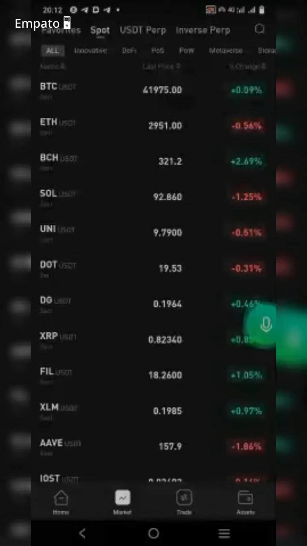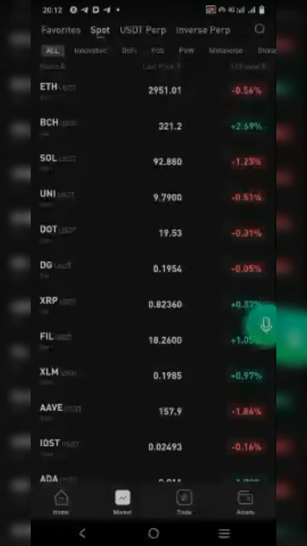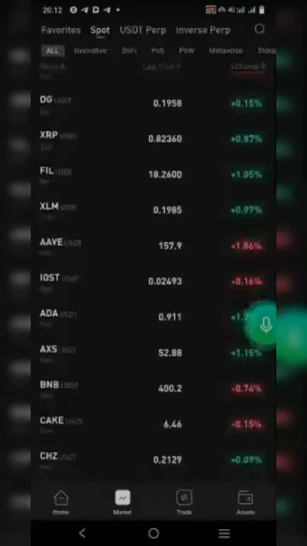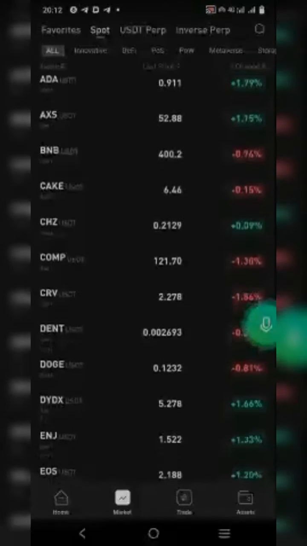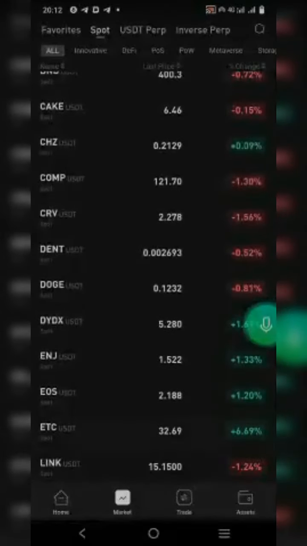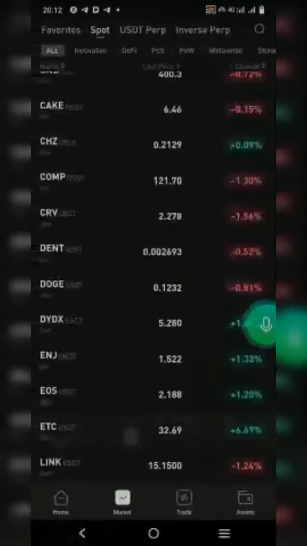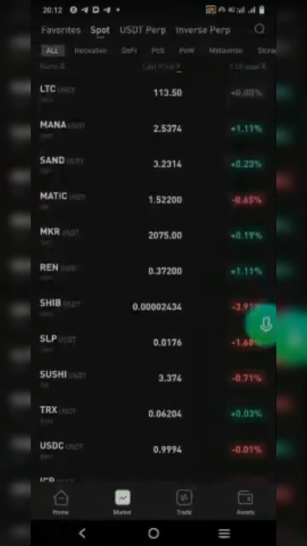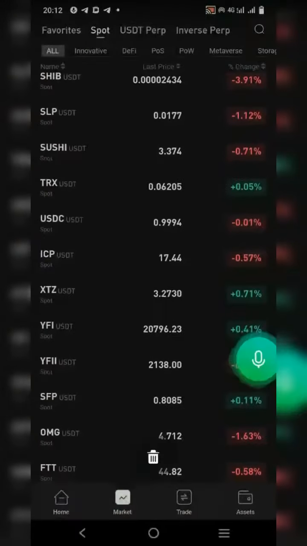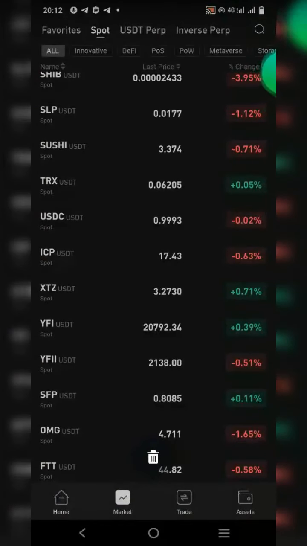UNI, Uni should be Uniswap, yeah. DOT for Polkadot, and so on. XRP, Ripple, AXS, Axie Infinity, and so on. There's so many cryptocurrencies. And the price of cryptocurrency is one thing you should have mature education about.